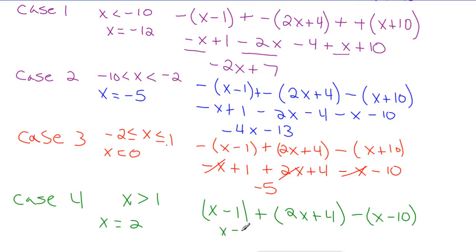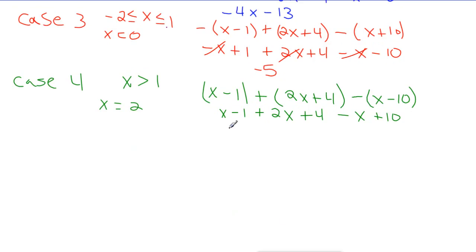Okay, so again, let's go ahead and simplify this. So we have x minus 1 plus 2x plus 4 minus x plus 10. So we wind up with, in this case, x plus 2x minus x is 2x. And then negative 1 plus 4 is going to be 3. 3 plus 10 is 13, right? Negative 1 plus 4 is 3, and 3 plus 10 is 13. Okay, so we get 2x plus 13.